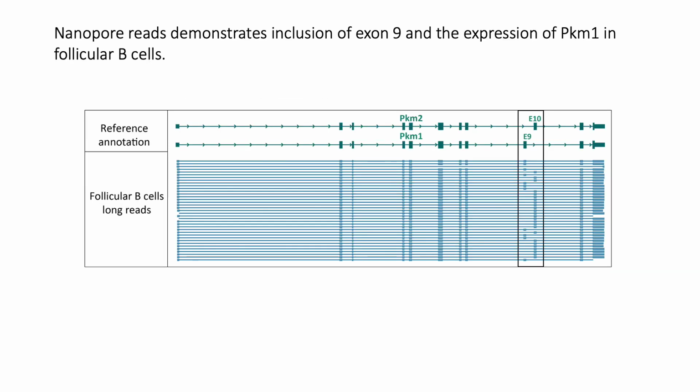In our dataset, we have a gene of interest, PKM, which is a pyruvate kinase encoding gene. We know that this gene is differentially spliced, and it has 2 protein coding transcripts, which are generated with the mutually exclusive use of exon 9 and exon 10. And these 2 isoforms are important for the metabolism of germinal center B cells.